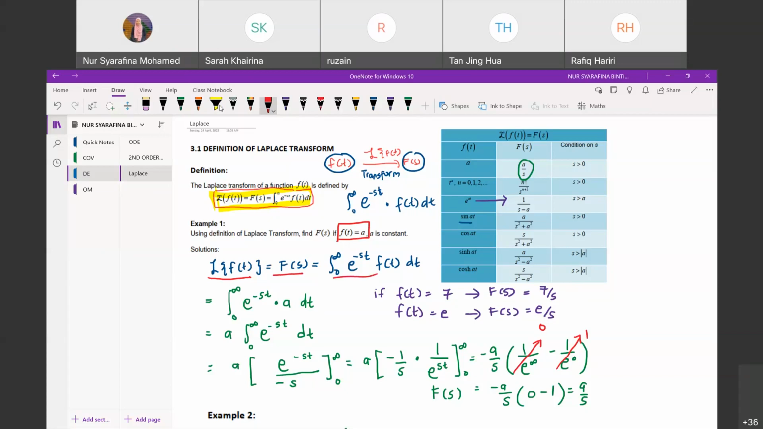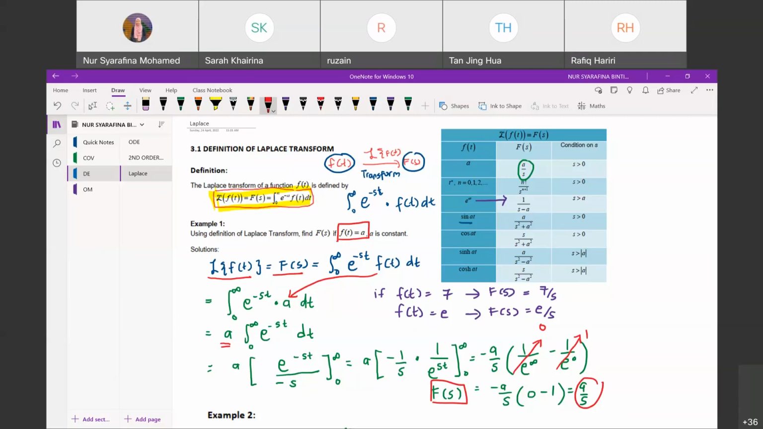And your f(t) is a. So substitute a here. Then a here is a constant. Put a outside. Integrate e^(-st). Then you will have e^(-st) over minus s. Apply the limit from 0 to infinity and then you get a over s. This is your F(s). So this is how you obtain f(t) equals a to F(s) equals a over s. Okay. In order to transform a constant, you will get a over s.